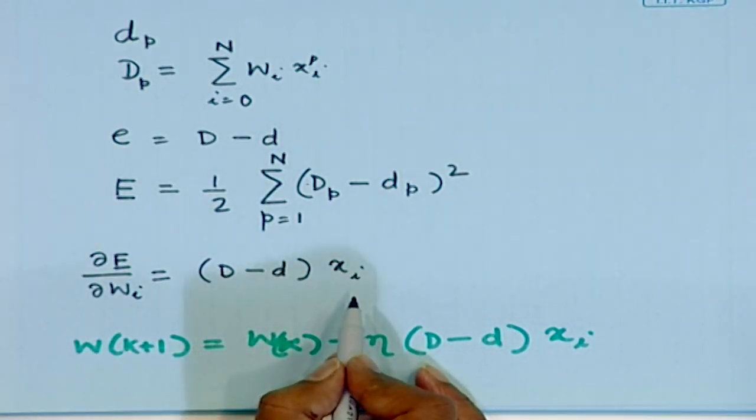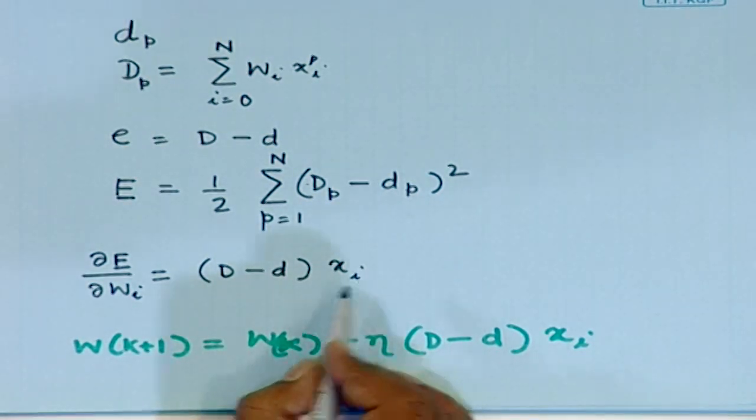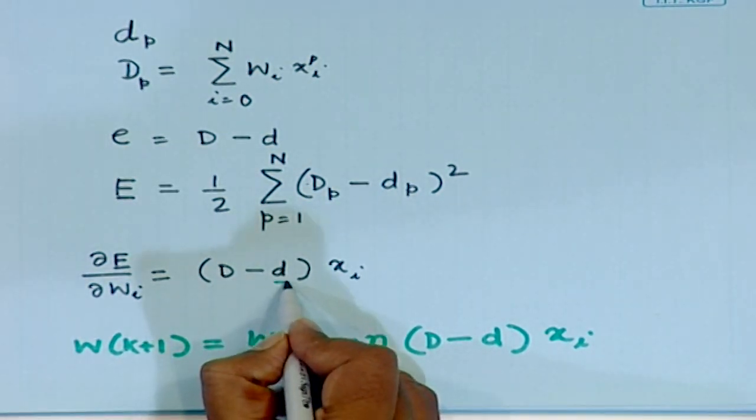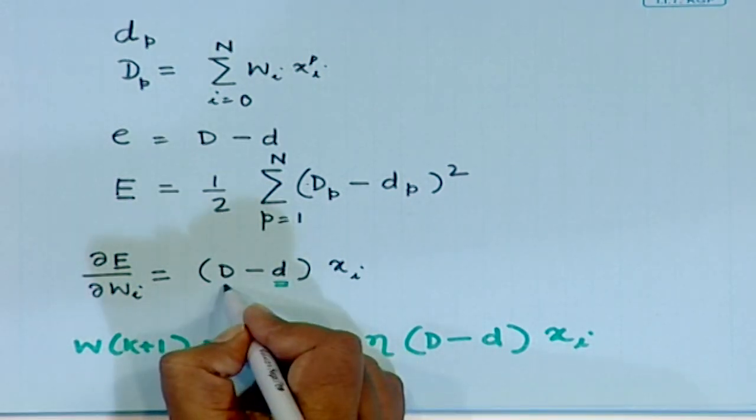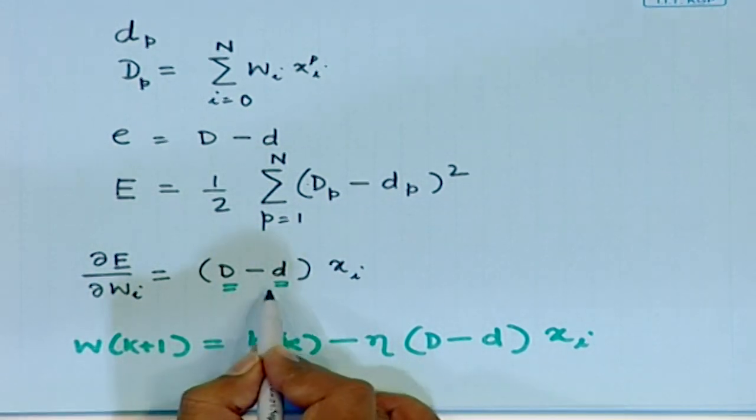A training sample which is fed to the neural network input, I know what is the target output, that is lowercase d. I know what is the output that I am actually getting, that is capital D. The difference between these two is my error.